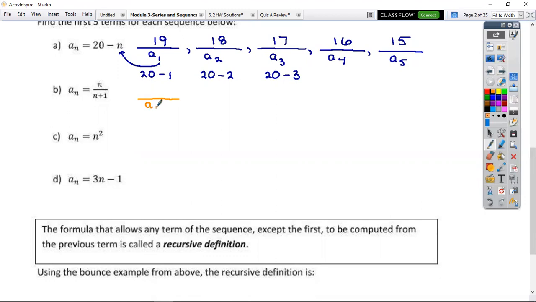So I want to find a sub 1. I want to find a sub 2, 3, 4, and 5. So 3, and I want 4 and 5.